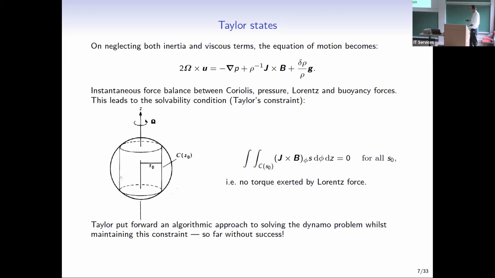Okay, and Taylor in his 63 paper put forward a very nice algorithmic approach as to how you should solve the dynamo problem whilst maintaining his constraint. My understanding is that that has proved extremely difficult to implement, except there are some mean field models in which it can be done. I know there are people that have worked on this. I don't think that it's been entirely successful as yet. It's a very difficult problem to study in this way.